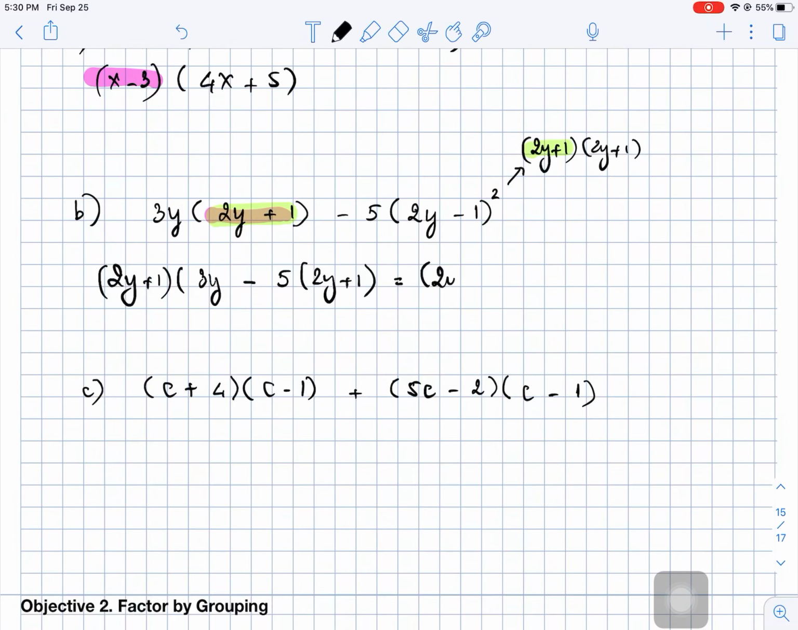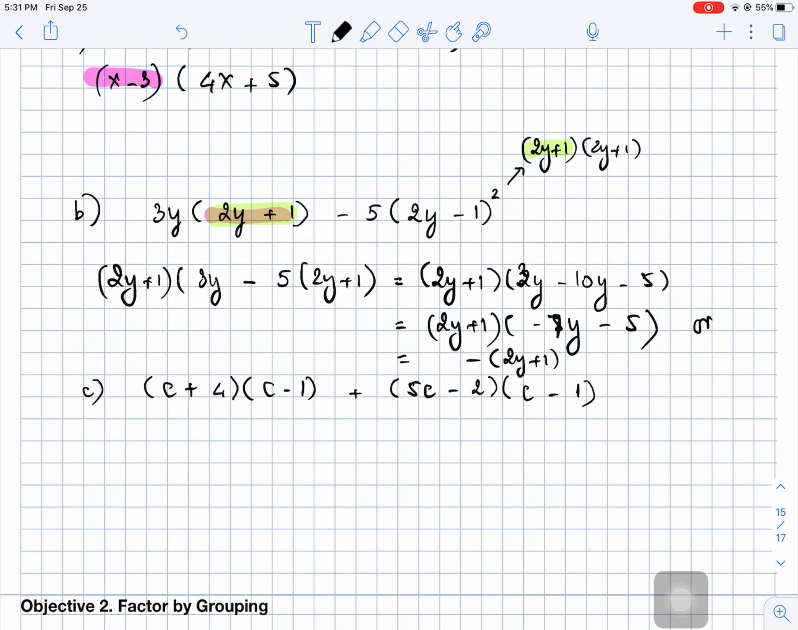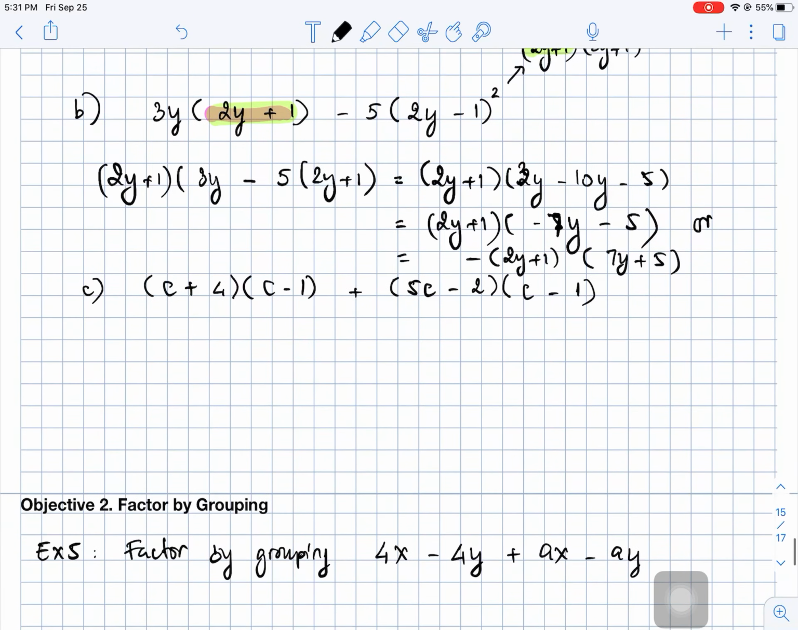Look at this term, you can actually simplify more. So we will distribute the 5. And then combine like terms. Minus 5, negative 7y minus 5. Or you can continue to factor out the negative outside. Then you will get 2y plus 1 times 7y plus 5.